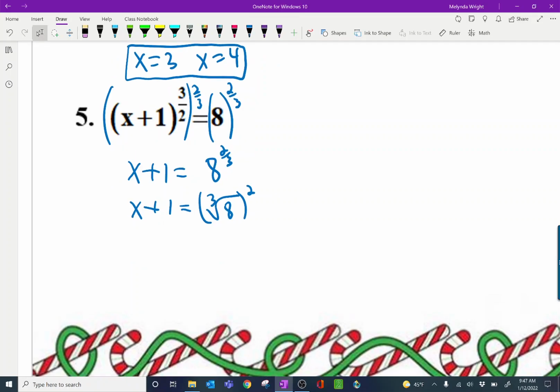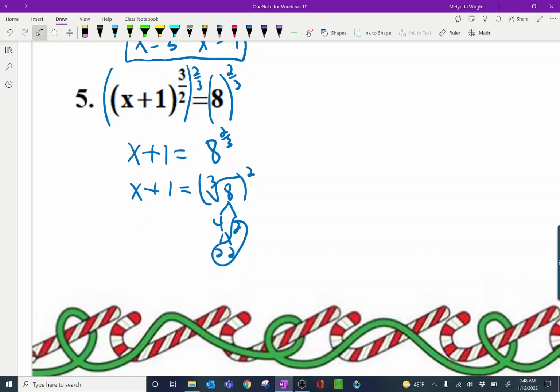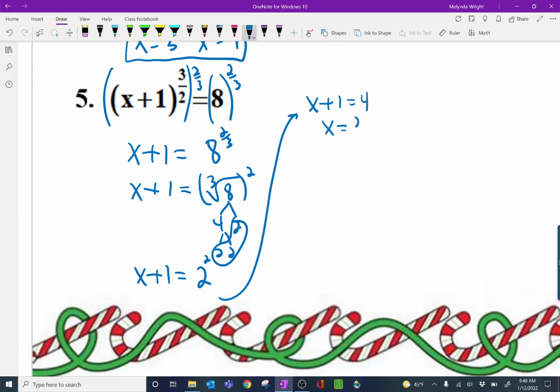All right, so let's see, that's 4 times 2, 2 times 2. I've got a group of 3, which is what I'm looking for. So that gives me x plus 1 equals 2 squared. So x plus 1 equals 4. And then I move the 1 over and I get x is 3. And I have checked this one as well. This one is correct. Great, how we doing?